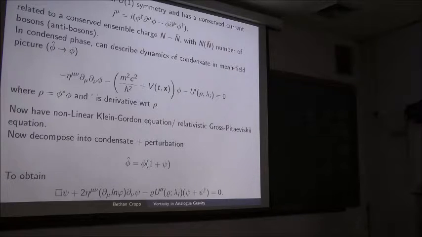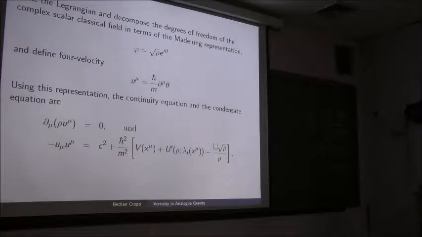And now we're going to do the same procedure where we decompose into some solution of this nonlinear Klein-Gordon plus this perturbation. And we're going to go through various rewritings of the perturbation equation. And again, we're going to decompose this background field in terms of phase and amplitude. And we're going to define this four velocity now instead of three velocity as the derivative of the phase. And we're going to have this continuity equation, and we're also going to have an extra restraint on this four velocity that just comes from the background equation.